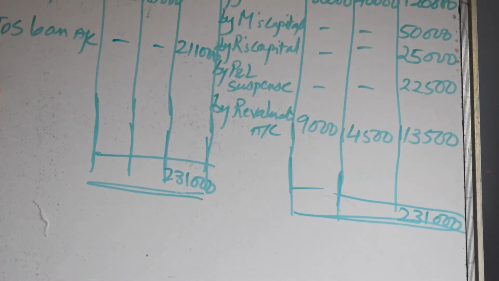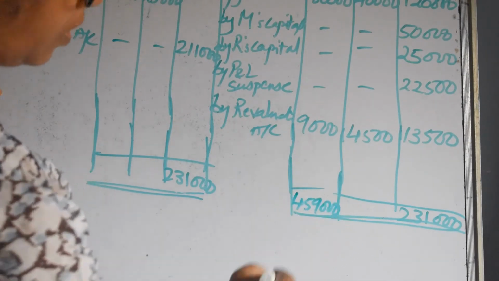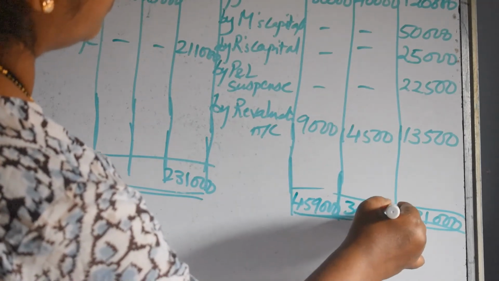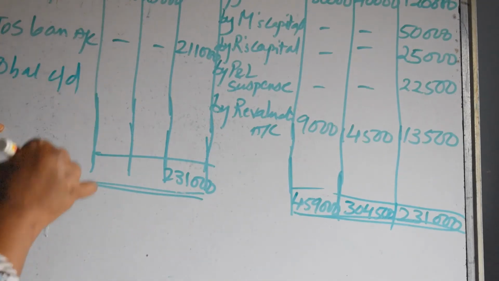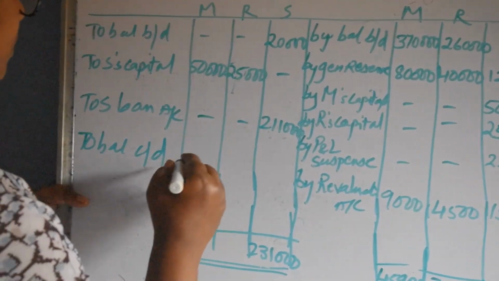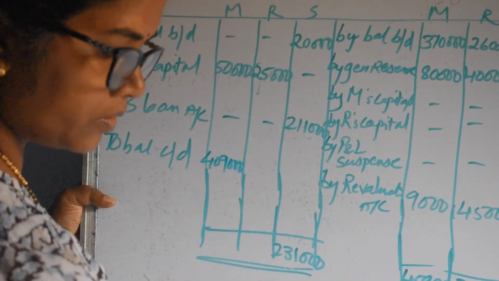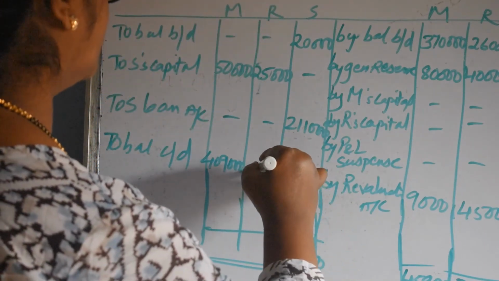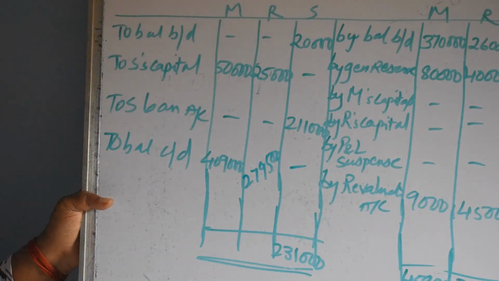Now you total the other partners: 4,59,000, and the other partner, 3,04,500. So you have to write it as to balance carried down. And this one comes to 4,09,000, and the other partner 2,79,500. Okay. So with this our partners' capital account is over.